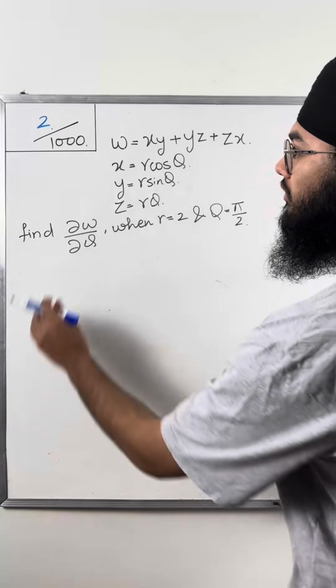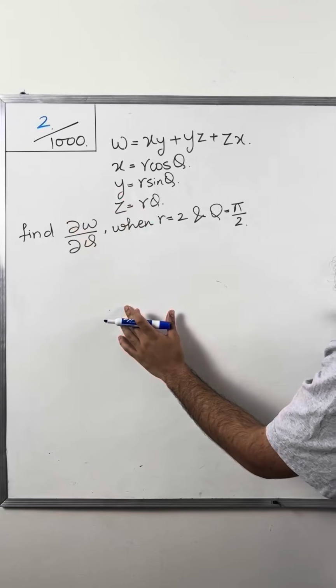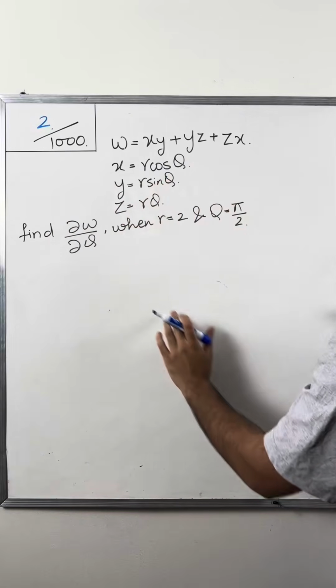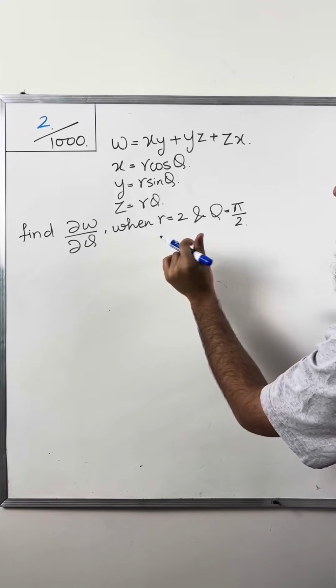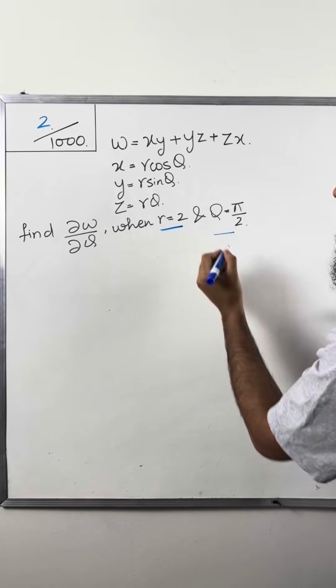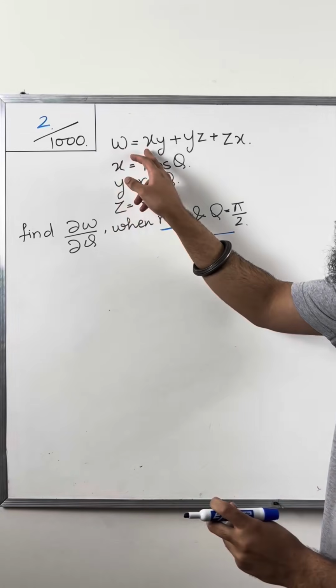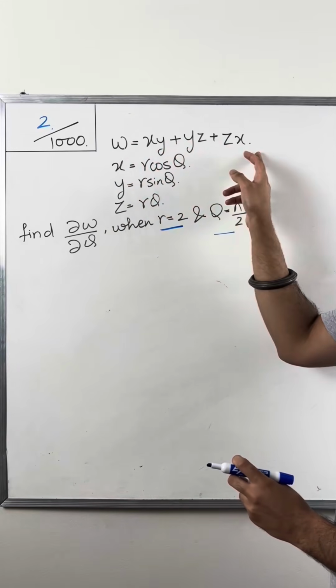This is question number 2 of 1000. And today the question tells us equations, and we need to find the partial derivative of w with respect to theta when r is 2 and theta is pi over 2. So w is xy plus yz plus zx.